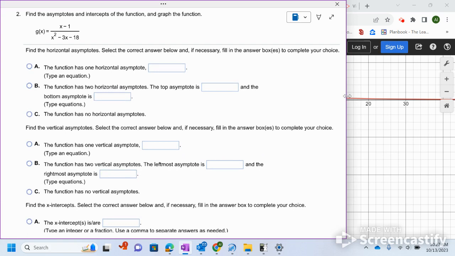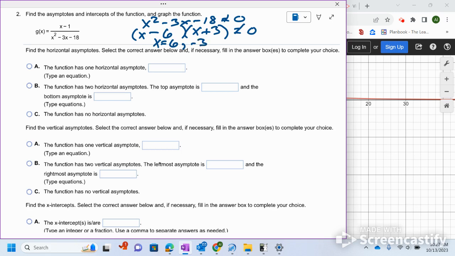What do I do to my denominator to find my asymptotes? Set it not equal to 0 and factor. So x squared minus 3x minus 18 is not equal to 0. Two sets of parentheses, x and x. Factors of 18 that are 3 apart: 6 and 3. So I'm going to go a negative 6 and a positive 3, which adds up to negative 3. So my asymptotes are at 6 and negative 3.